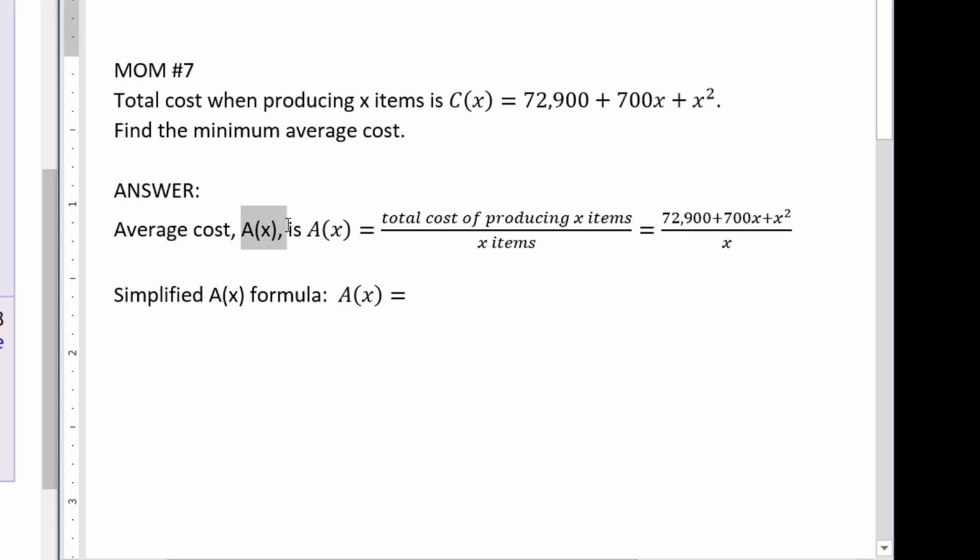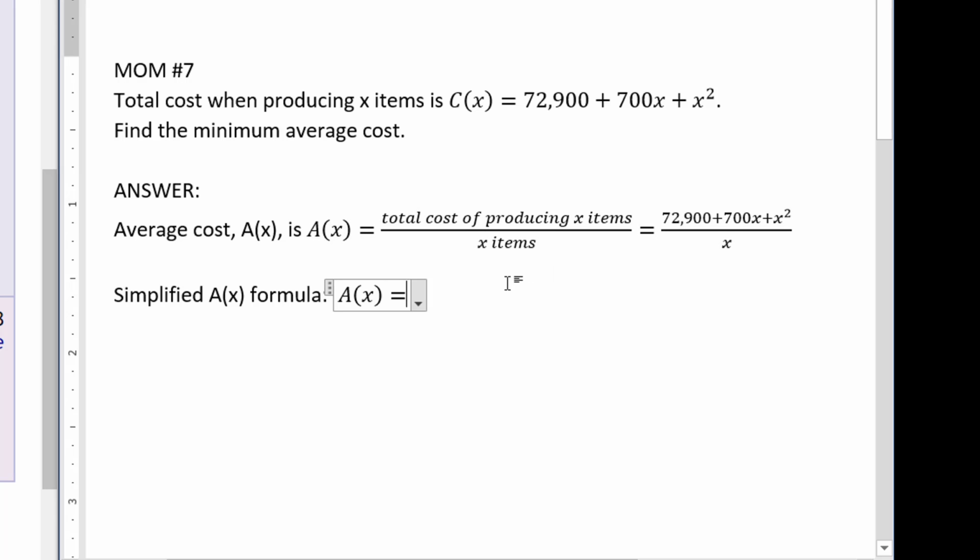I'll call it A of x. Average cost is total cost of producing x items divided by the number of items produced. So we can take our total cost function and divide it by x, the number of items. I'm going to simplify that A of x function down before I move on to doing the calculus. When you divide by x, you divide every term by x.